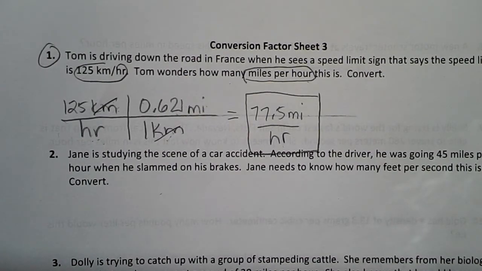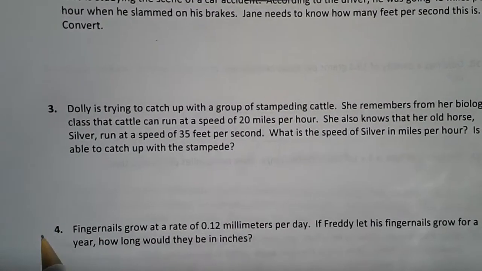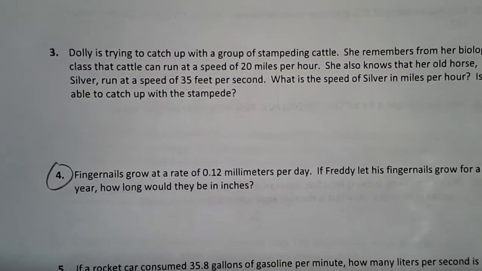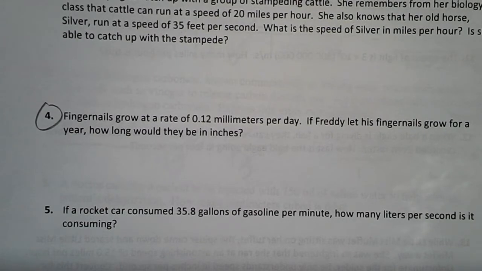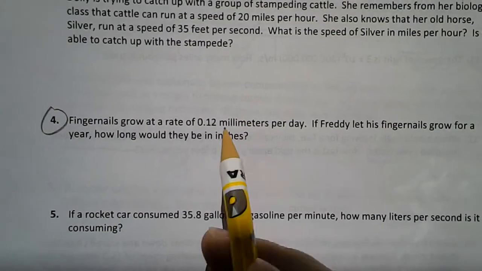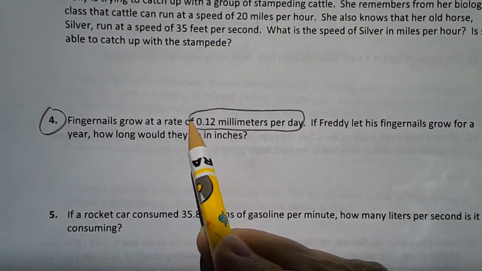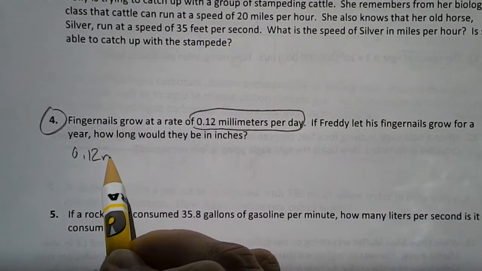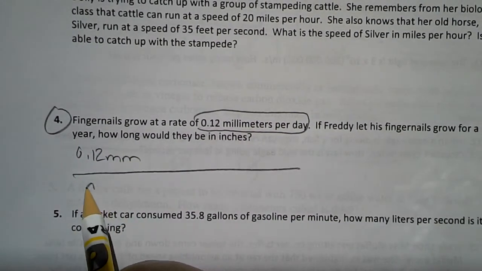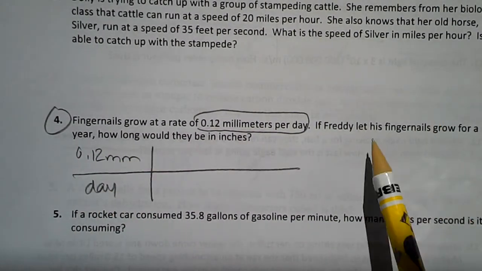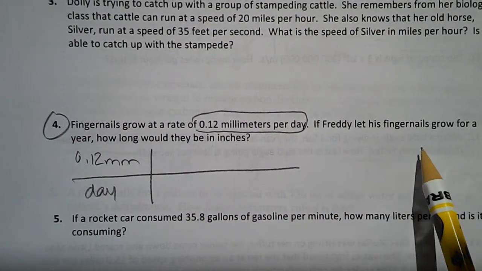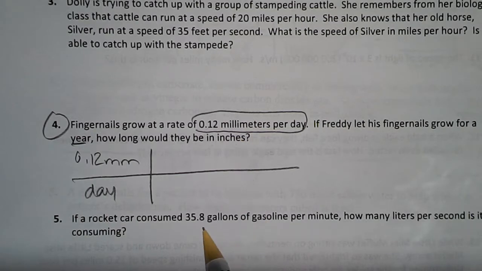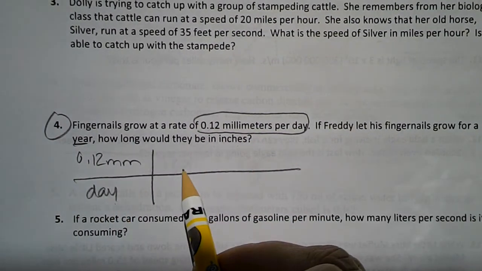Okay. Let's do number 4 because that's an even number. Fingernails grow at a rate of 0.12 millimeters per day. If Freddie let his fingernails grow for a year, how much would they increase? So let's start with what we're given. Okay, 0.12 millimeters per day. And they want to know how long they would be in inches, and also a year. So we want to go from days to years.